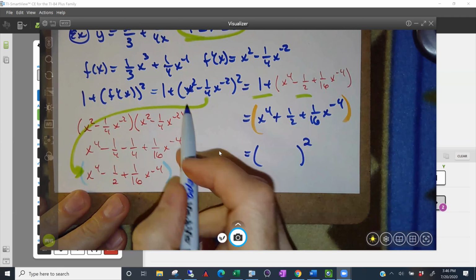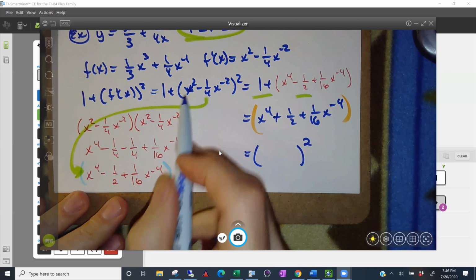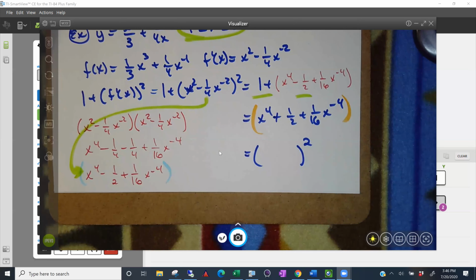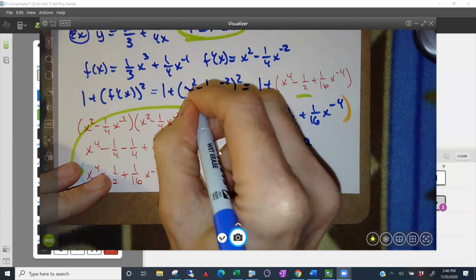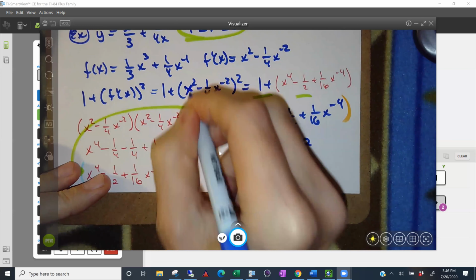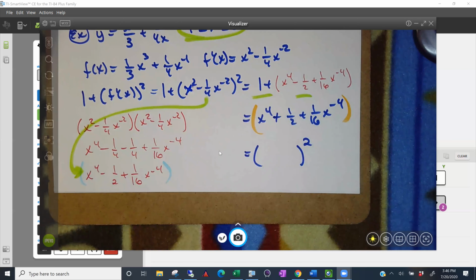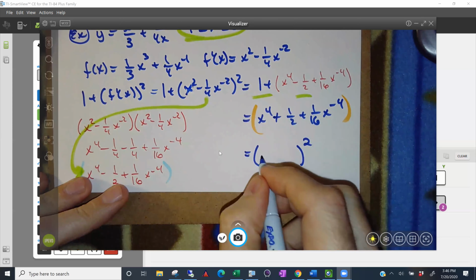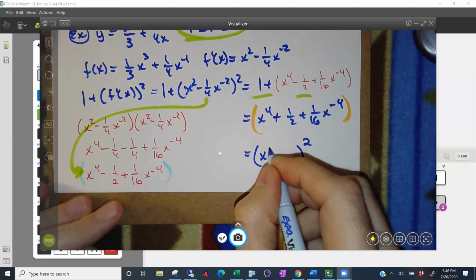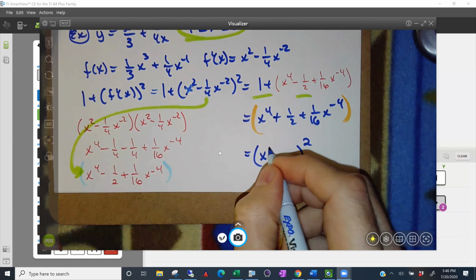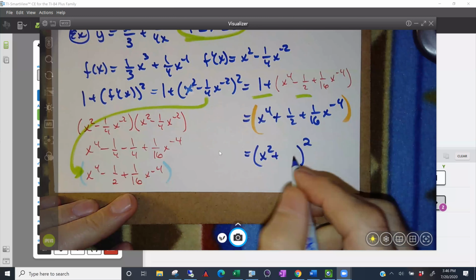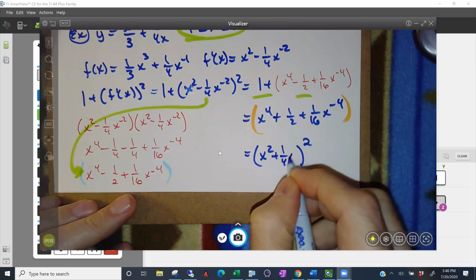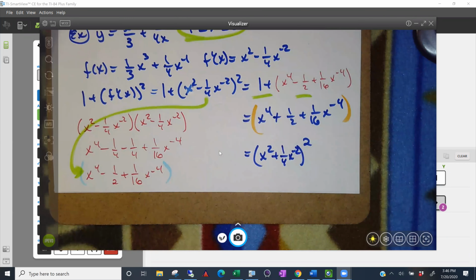What did I square to start with? I had x squared minus 1/4 x to the negative 2. I'm going to make that look like a real x squared. There we go. You should take good note of this because there's a problem just like this on your WebAssign homework. This is going to be x squared plus 1/4 x to the negative second squared.